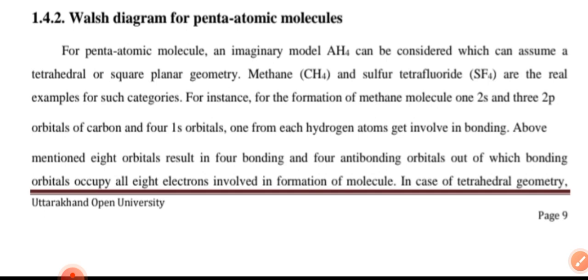For instance, for the formation of the methane molecule, one 2s and three 2p orbitals of carbon and four 1s orbitals, one from each hydrogen atom, get involved in bonding. The above-mentioned 8 orbitals result in 4 bonding and 4 anti-bonding orbitals, out of which the bonding orbitals occupy all 8 electrons involved in formation of the molecule in the case of tetrahedral geometry.